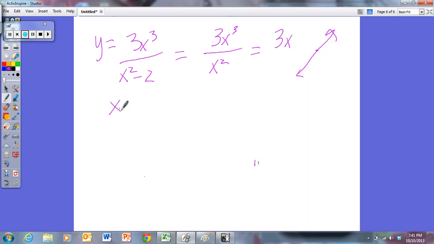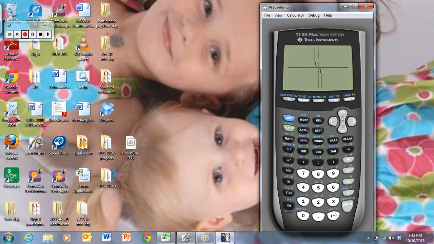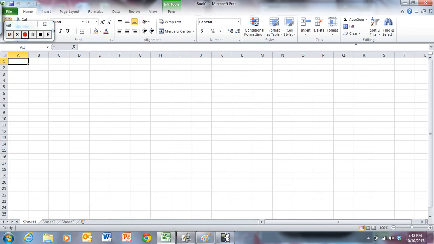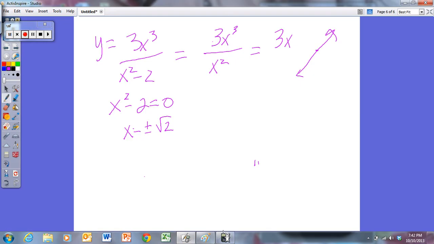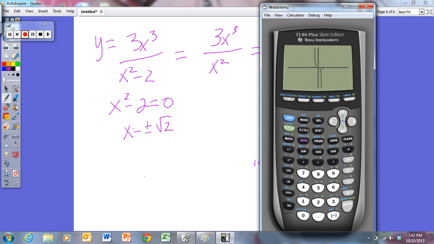I'm sorry, I'm talking backwards. It doesn't have a horizontal asymptote. It has a vertical asymptote at x equals plus or minus radical 2. Look at the graph again. So radical 2 is like 1.7. So you can see there's a vertical asymptote here and there's a vertical asymptote here.